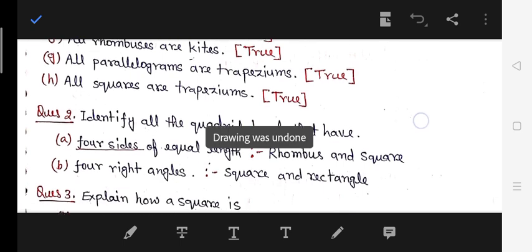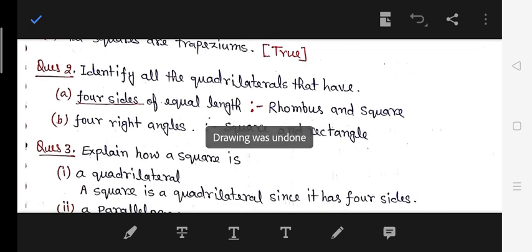Now next, question number two. It is given to identify all the quadrilaterals that have, first, four sides of equal length. So you need to identify the quadrilaterals in which all four sides are of equal length. There are two quadrilaterals, one is the rhombus and the second is the square, in which four sides are of equal length. So for part A, four sides of equal length, the quadrilaterals are the rhombus and square.